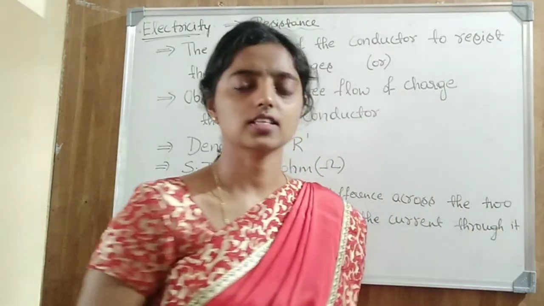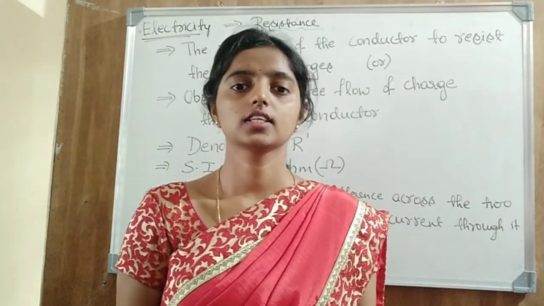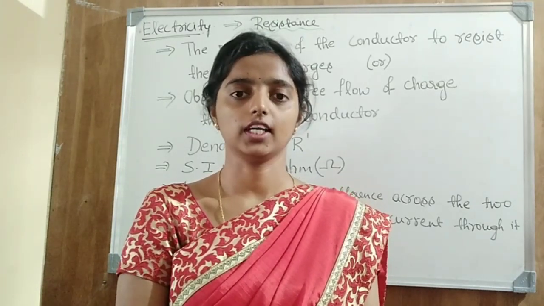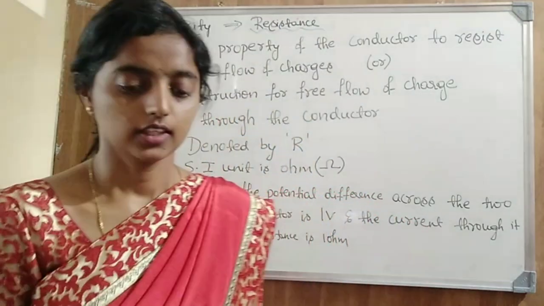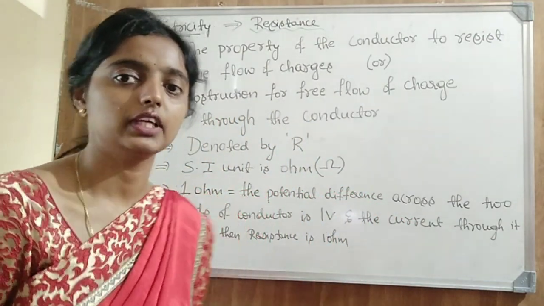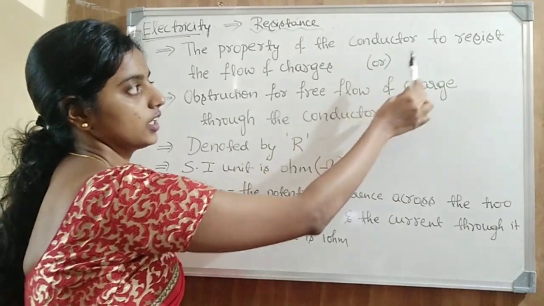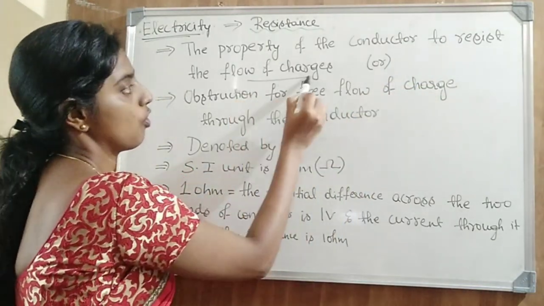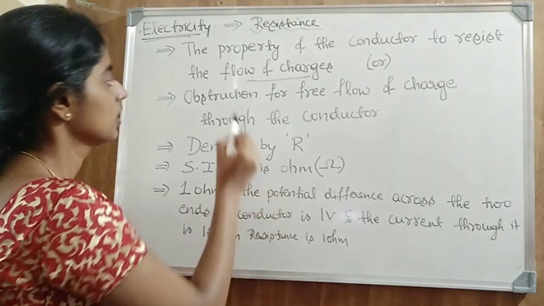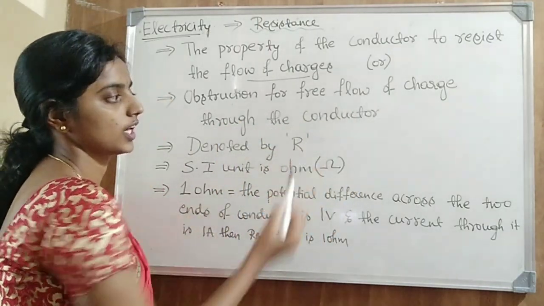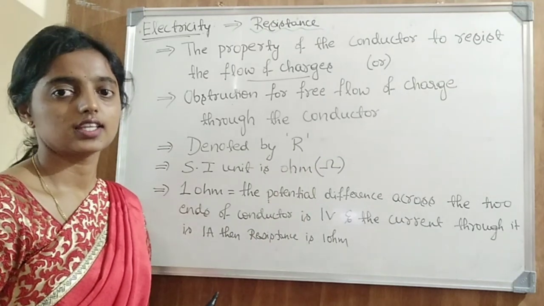Resistance, as I said in the last class, what is resistance? Resistance is nothing but which controls the flow of current. In other words, the definition of resistance can be given as the property of the conductor to resist the flow of charge, or obstruction for free flow of charge through the conductor, is called resistance.